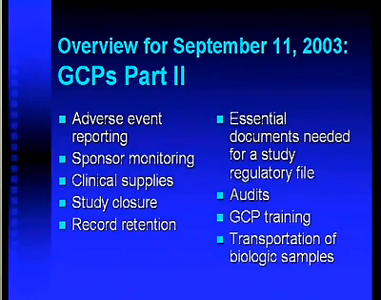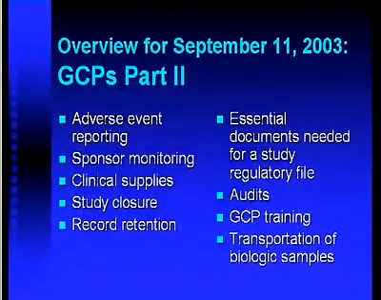Importantly, on the right side, essential documents needed for a study regulatory file. I think a lot of research investigators and staff are not quite sure what they need in their regulatory file, so we're going to provide you with a list that will be helpful to you. We will talk about audits. We'll give you an introductory discussion about sponsor and FDA audits, a little bit more about where you can get training in good clinical practices.